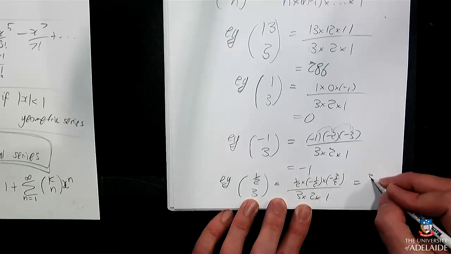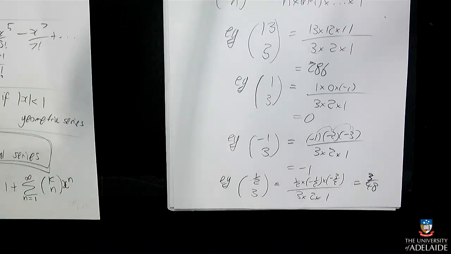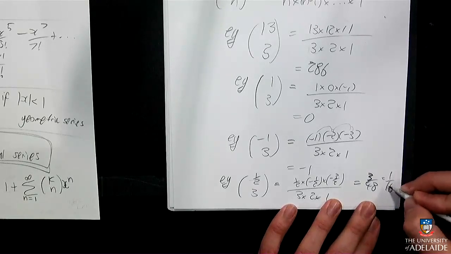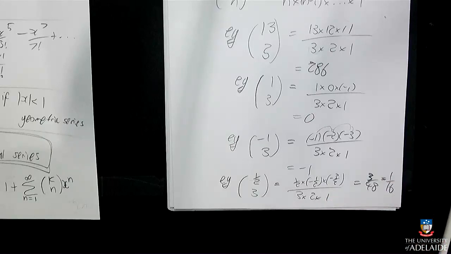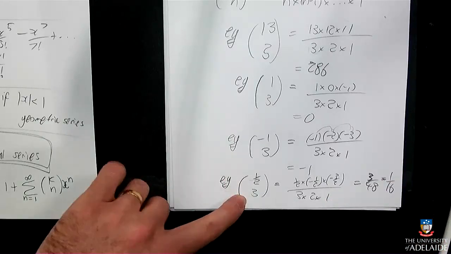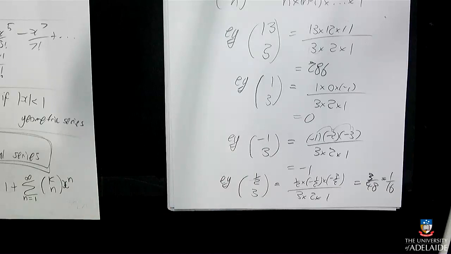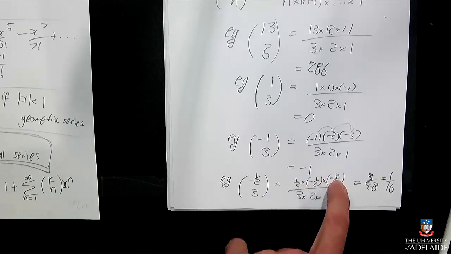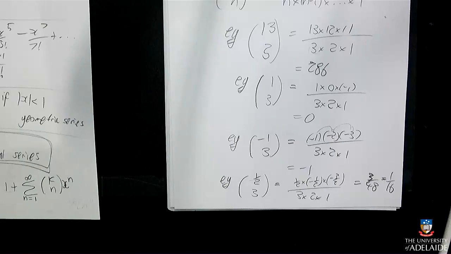So 3 over 48. Yay! 48 is a multiple of 3, actually. That cancels out, so that'll be actually 1 over 16. But a half choose 4 will be negative, because there will be 4 times 3 times 2 times 1 on the bottom, and a half, minus a half, minus 3 over 2, minus 5 over 2 on the top. Okay, so cool.